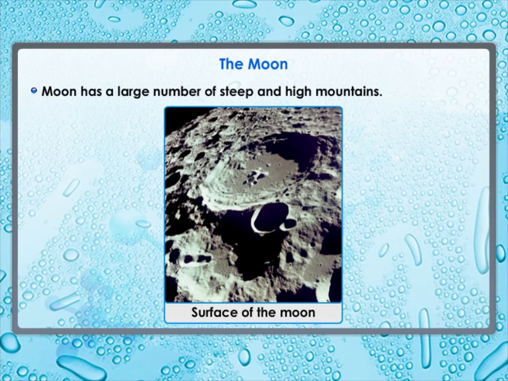The moon is a fascinating object for poets and storytellers. But when astronauts landed on the moon, they found that the moon's surface is dusty and barren. There are many craters of different sizes. It also has a large number of steep and high mountains. Some of these are as high as the highest mountains on the earth.